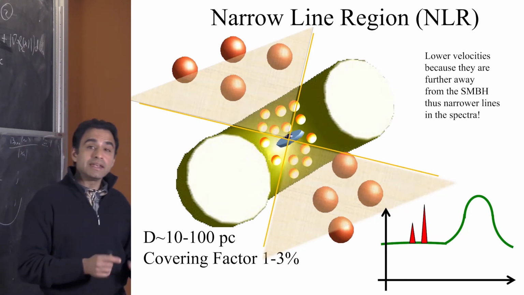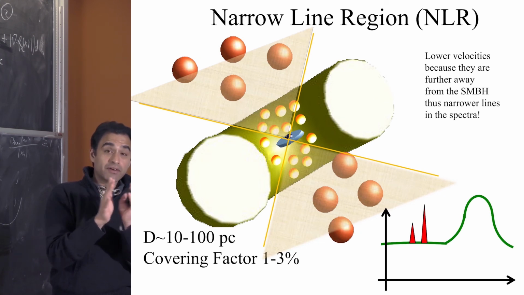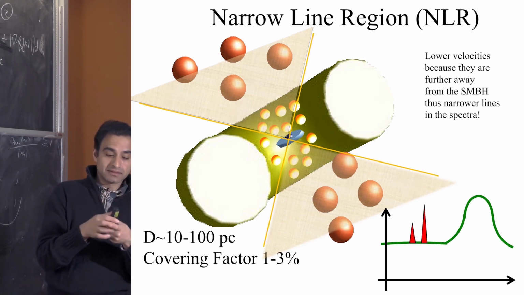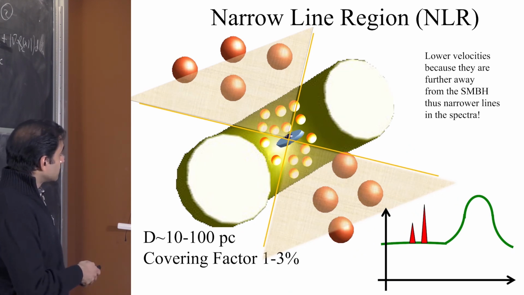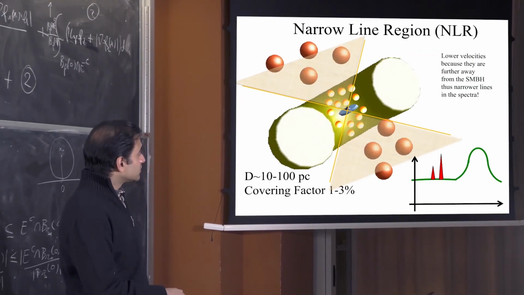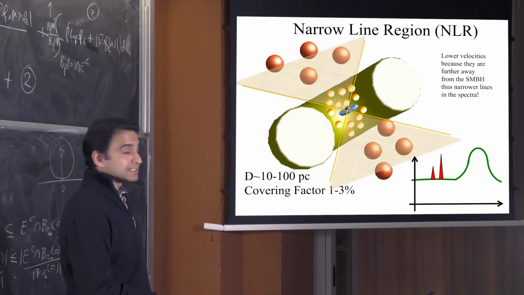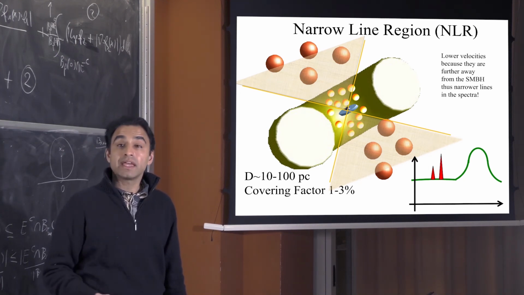Instead, the narrow lines that are observed in the spectrum are most probably produced by other clouds that are far away from the black hole, and these clouds are most probably responsible for these narrow lines. And so all of these features are what is characterizing type 2 and type 1 AGN.